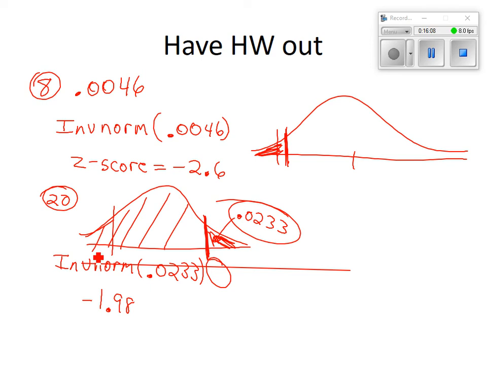How much is the total area? 1, right? So what do we do with that to find this area over here? So do 1 minus that. Somebody do that real quick. 0.9767. Now, we can take that and we're going to hit inverse norm, punch that into the calculator. 1.989. So it does give us the positive answer.